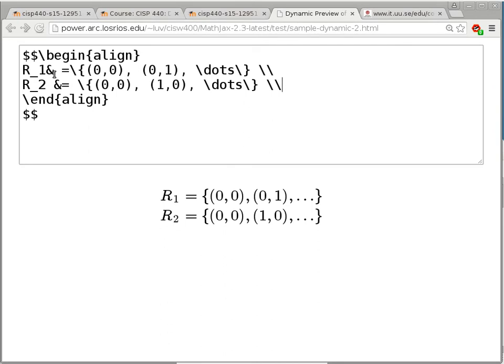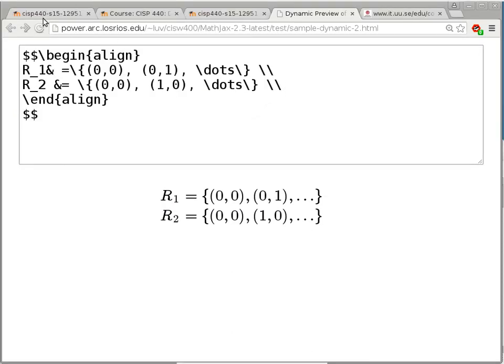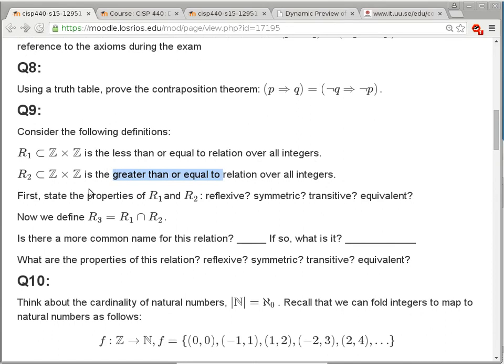So the first thing you have to remember is a relation is a set. A function is a set. And that's why we talk about set theory first, before we talk about both of these concepts. Is that okay? So when you go back to the question, let's go back to the question, which is here. The question is, first, state the properties of R1 and R2. They're in opposite directions, but they're kind of the same.